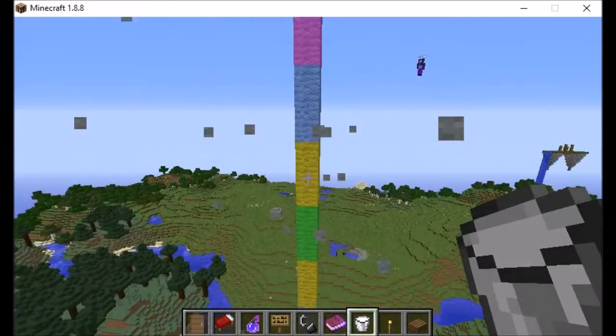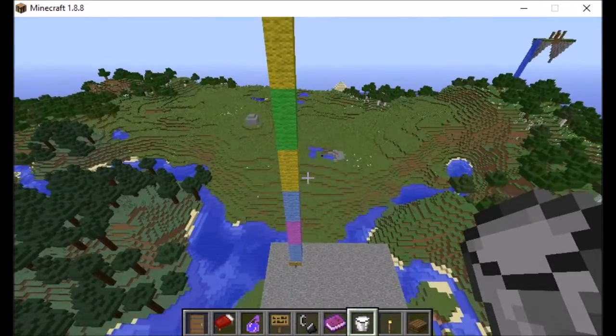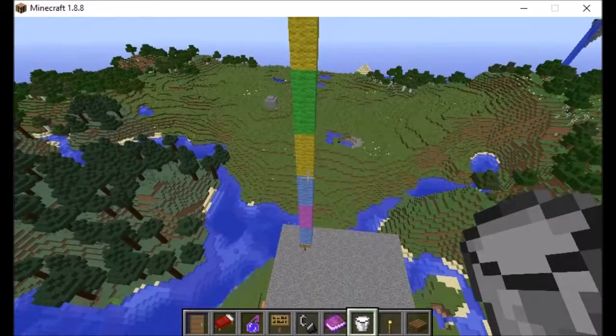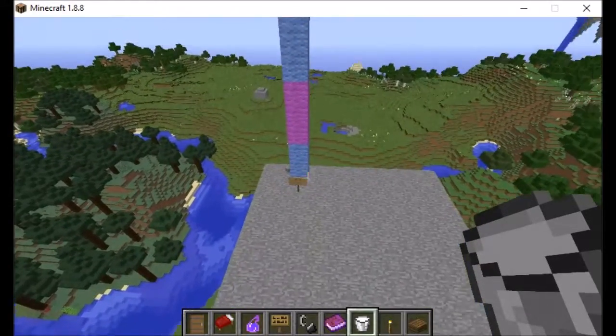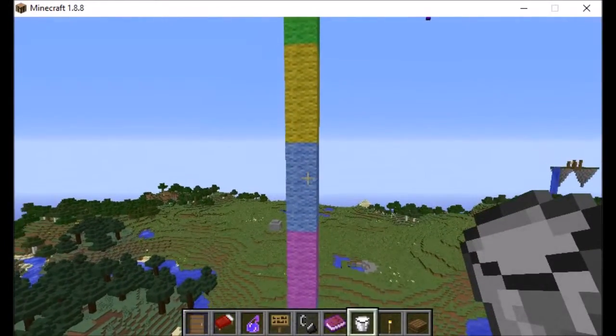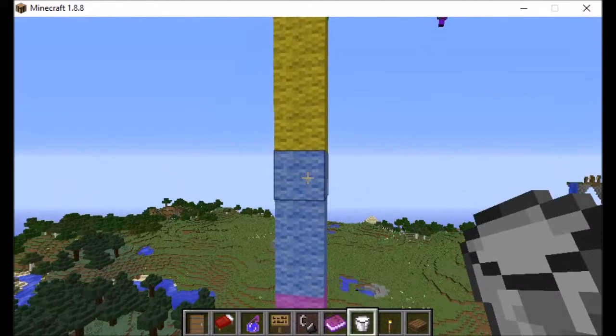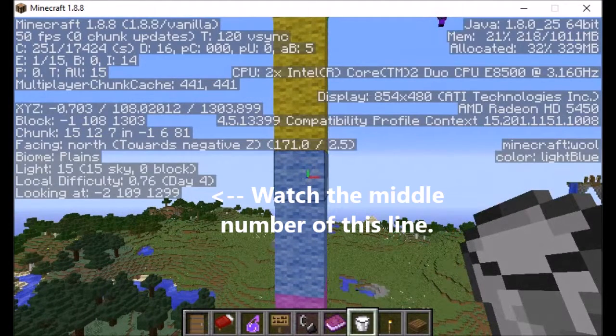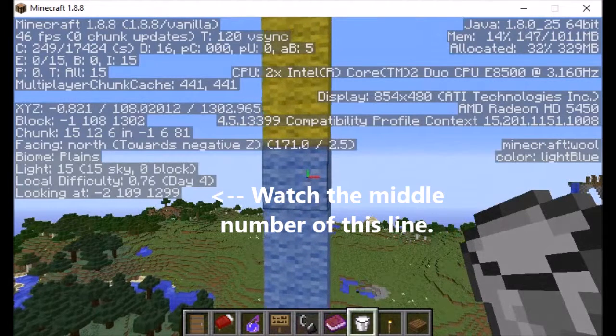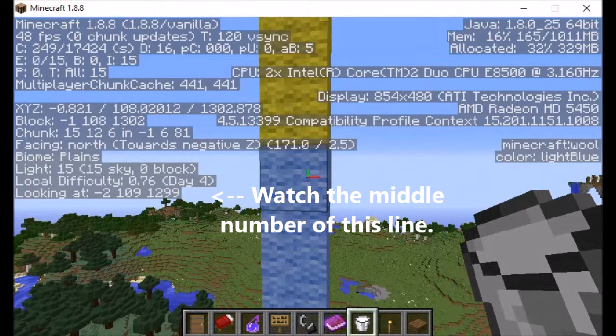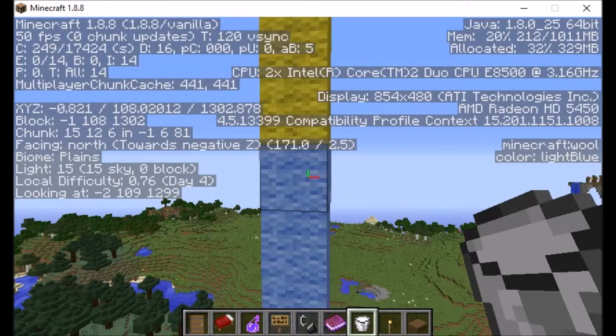That is great. Okay, so the color coding system I wanted him to do, we can look at the blue and pink and blue, and that's 3 times 3, so we know that that is 9. I am putting on the F3 the text so that you can see the bottom line there says looking at, and it says how high we are. And our Y coordinate there is 109. So our platform is at 100.